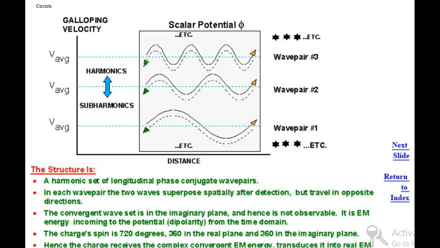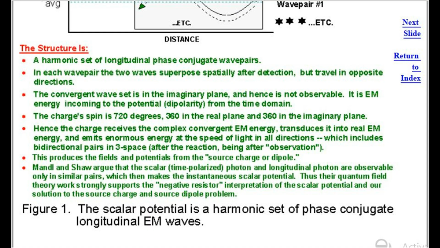Hence the charge receives the complex convergent electromagnetic energy, transduces it into real electromagnetic energy, and emits enormous energy at the speed of light in all directions, which includes bidirectional pairs in 3 space, after the reaction, being after observation. This produces the fields and potentials from the source charge or dipole.